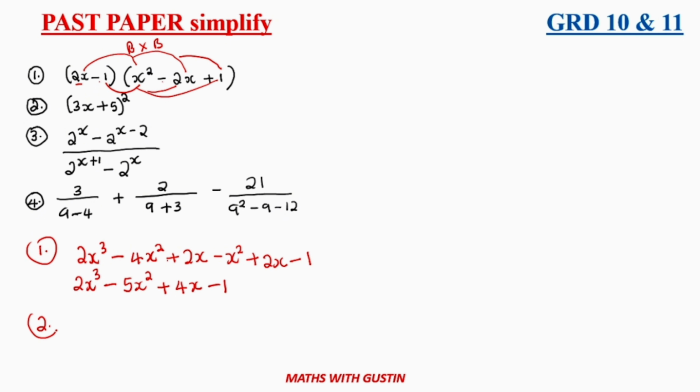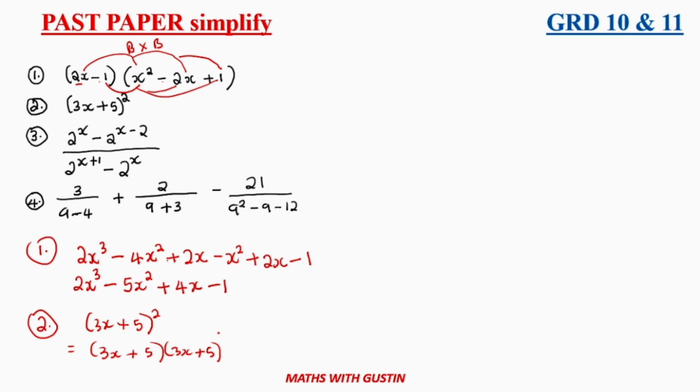Now let's move on to number 2. Number 2, what we're given is 3x plus 5 in brackets squared. So it's 3x plus 5 in brackets squared. Okay, so what you can do here: this bracket means double, so you double whatever is in the bracket. There you go, you did double it.